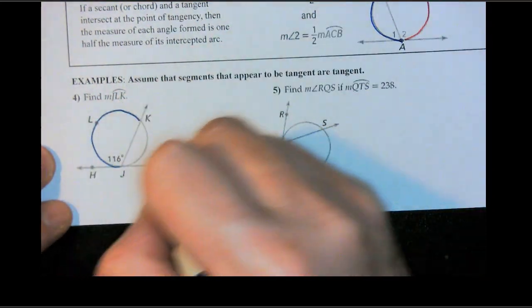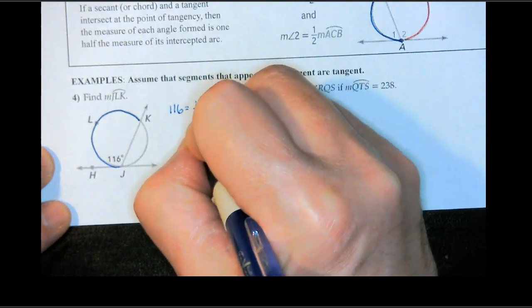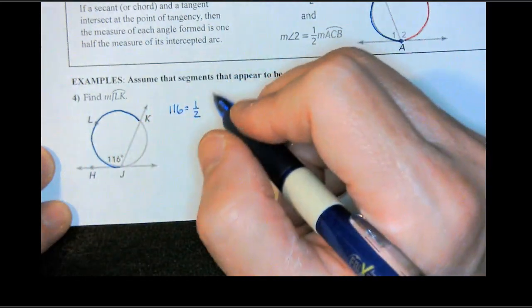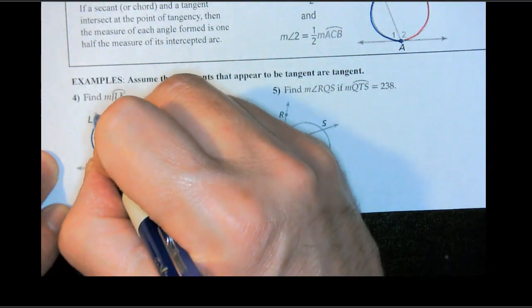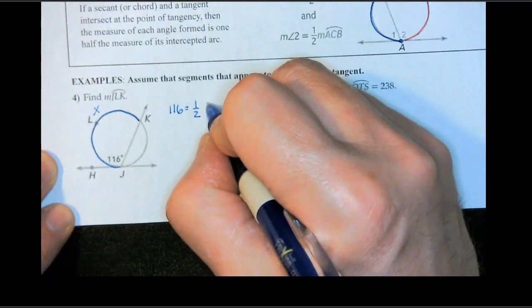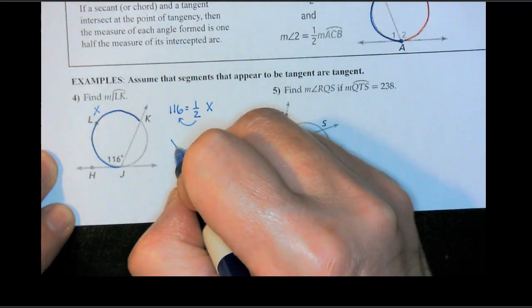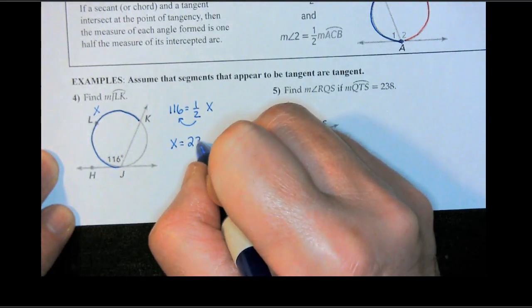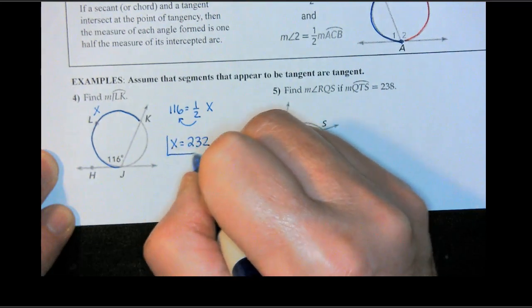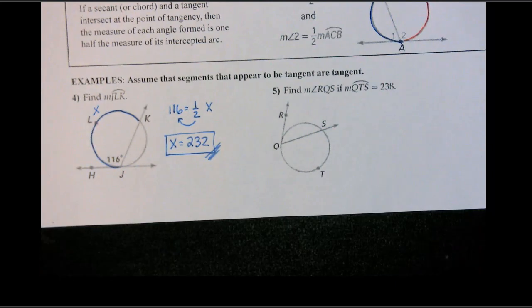So basically 1/16 equals 1/2 that major arc, which we can call, let's say, X. And basically what we do is we move the 2 to the other side. So this would be X equals 2 times 1/16, which is 232. Okay, so that's the measure of the arc that we're looking for.